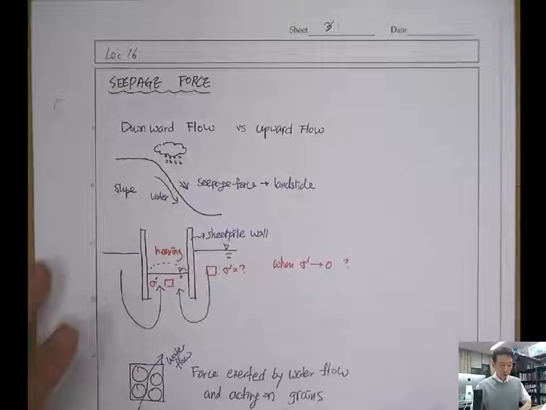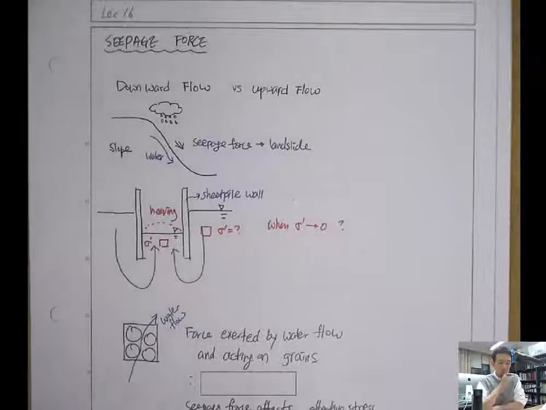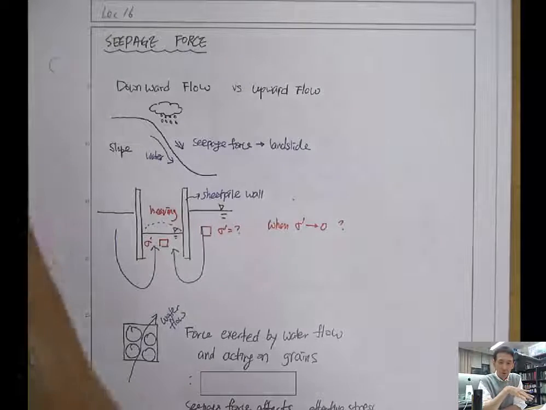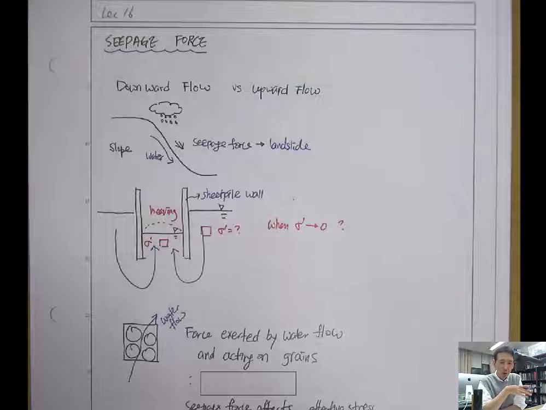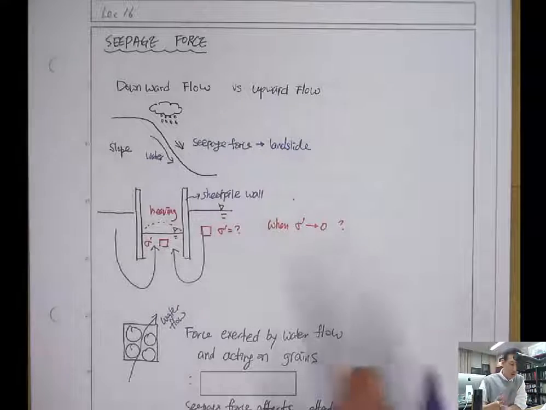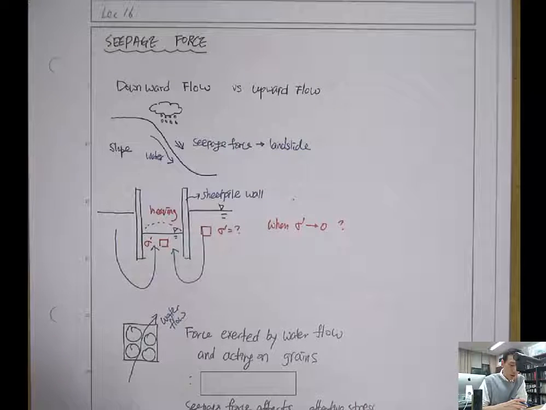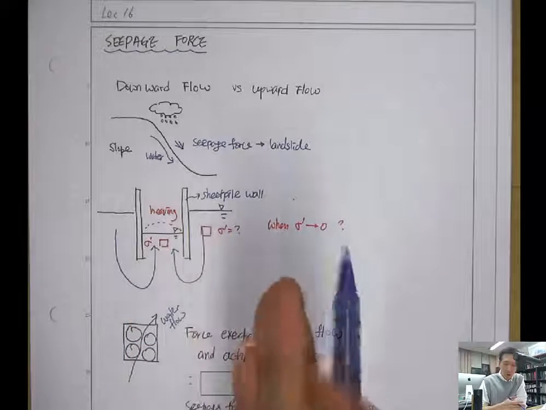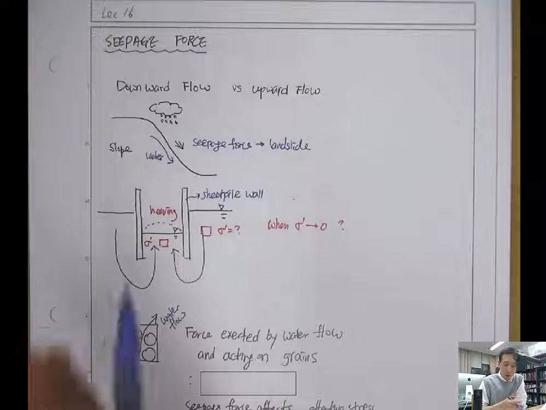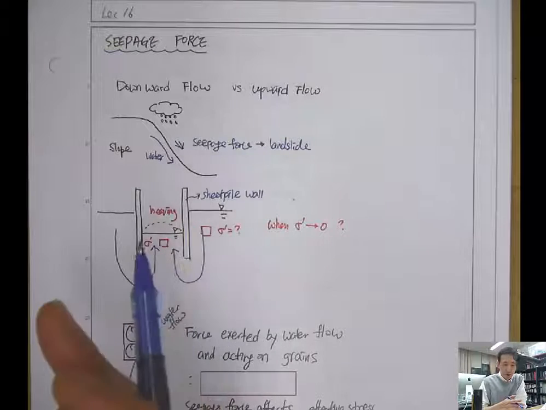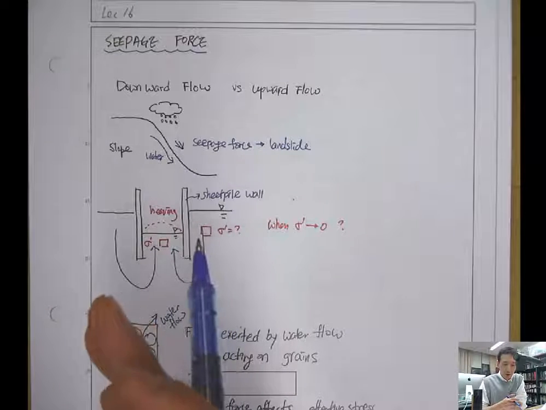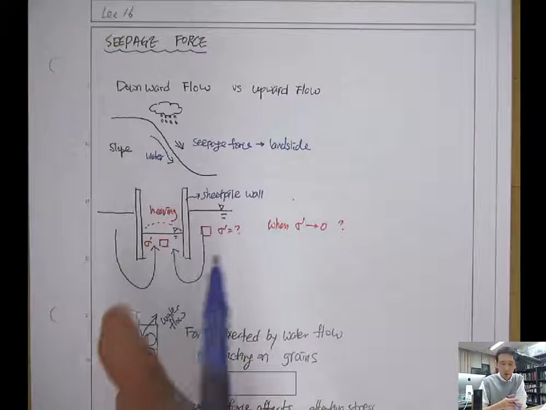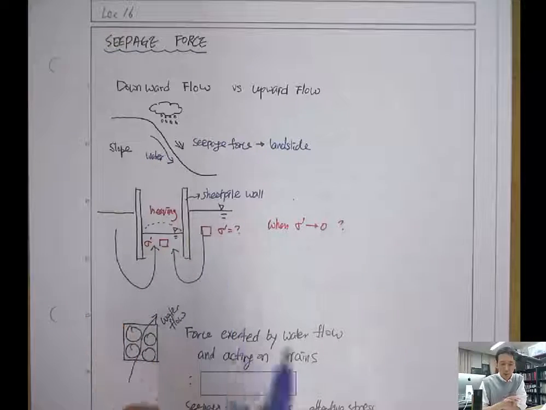So the question is, when you have a downward water flow or upward water flow, will it change the effective stress? In the previous lecture we talked about the head: pressure head, elevation head and the total head. The total head is conserved because of energy conservation, and total head is the sum of the elevation head and the pressure head.